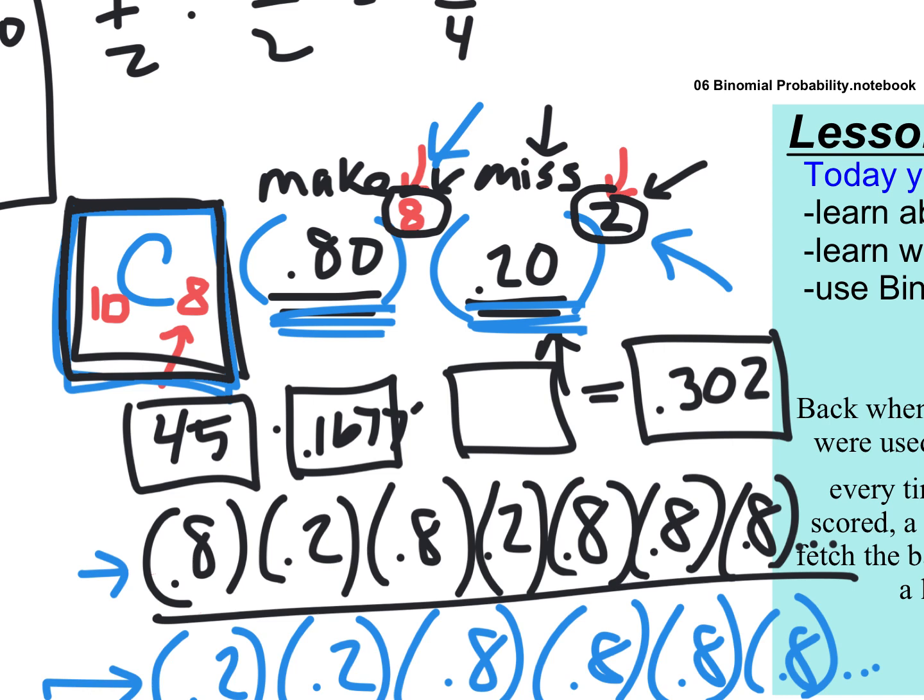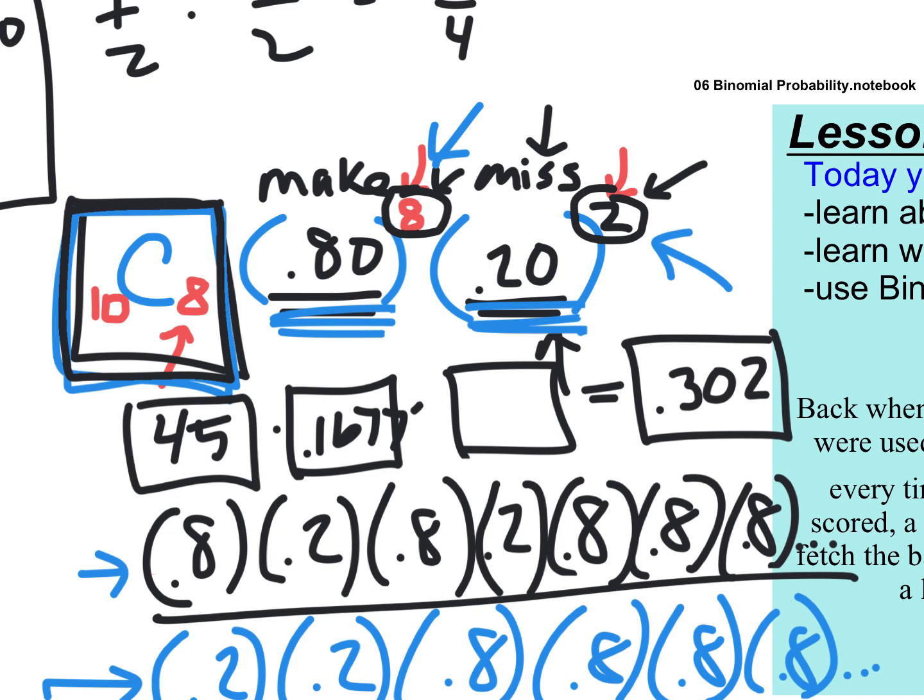Wouldn't you agree that if you asked a friend, even a friend who's good at math, you've got an 80% free throw shooter, they get 10 shots at the end of the game, what's the probability that they're going to get 8 out of 10? They would have thought it was a pretty high chance they were going to get 8 out of 10. But it's actually only a 30% chance that they're going to get 8 out of 10.